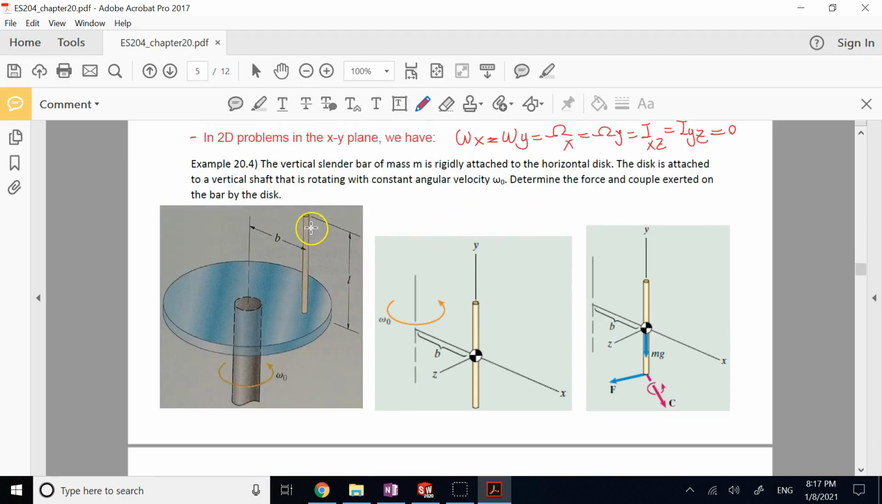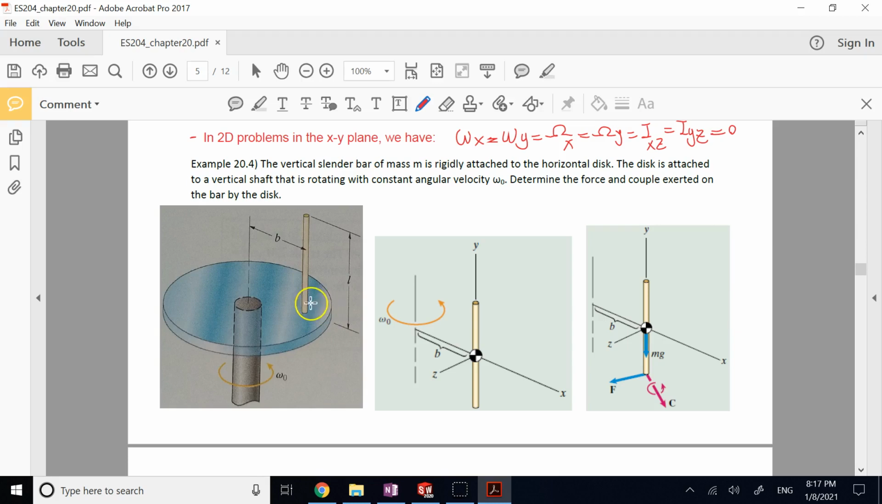Now let's look at this example. Here you have a vertical slender bar with mass m and length L, which is attached to a disk that is rotating with angular velocity omega naught, and this omega naught is constant. The offset between the axis of the disk and the axis of rotation is b units. So you want to know the force and the couple exerted by the disk on the bar, or by the bar on the disk, it doesn't matter. It's Newton's third law.